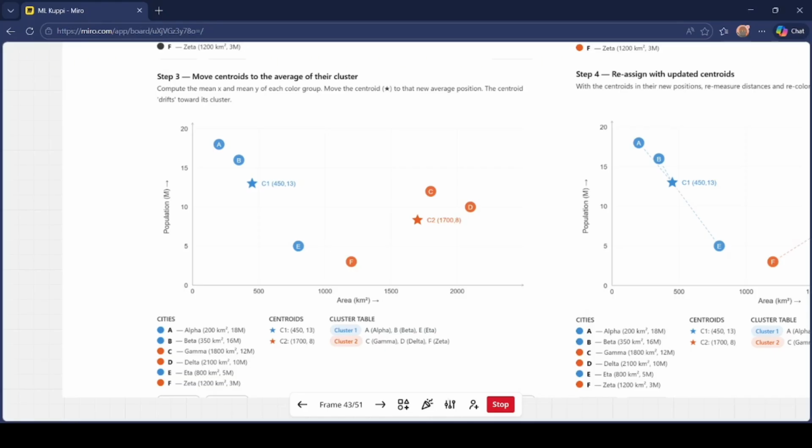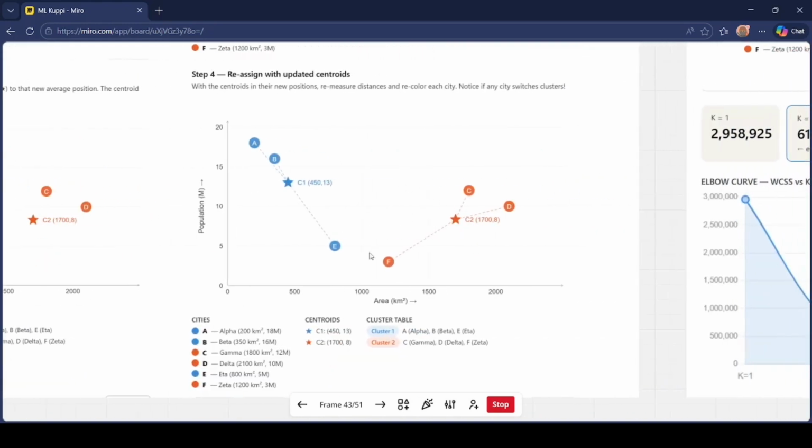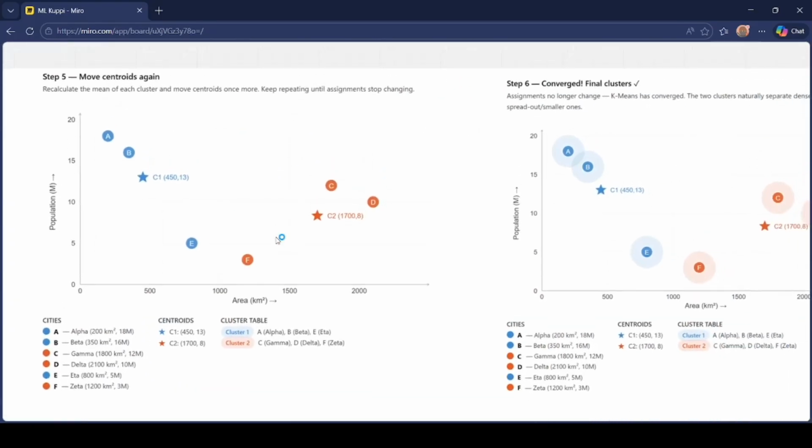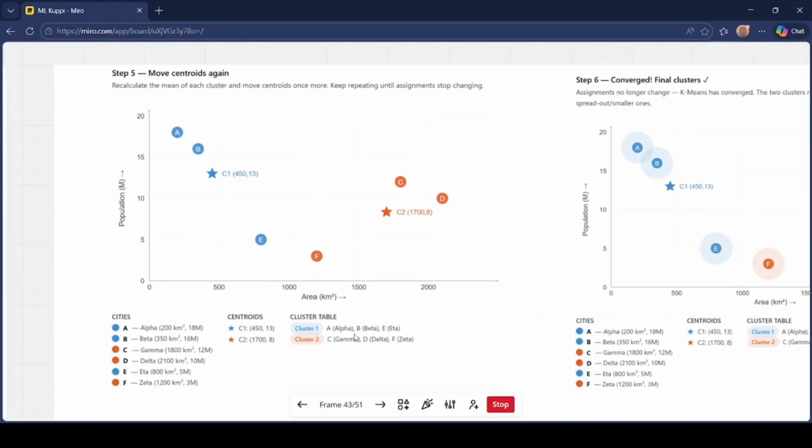So now that we have calculated two new centroids, we are going to calculate the distance again, and we are going to reassign and update the centroid. So here there isn't any change so far because the distances are showing likewise. And then afterwards, we are going to move the centroids again. We're going to repeat the calculation of centroids and reassigning the points again.